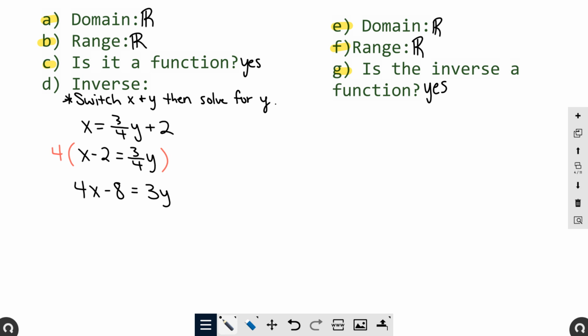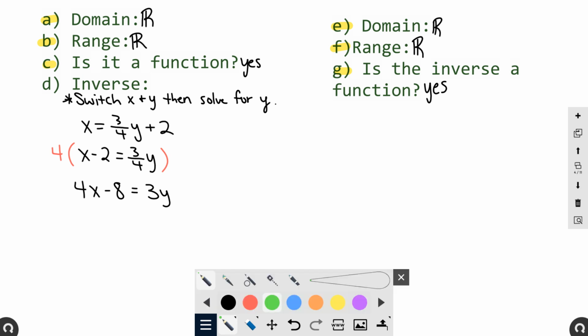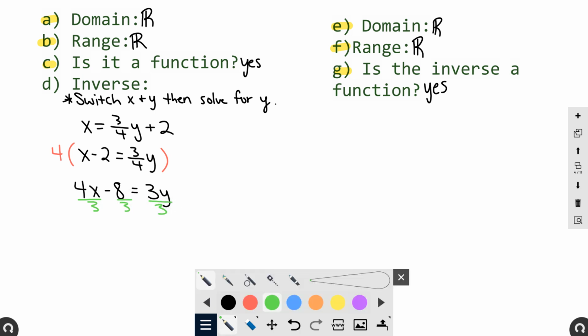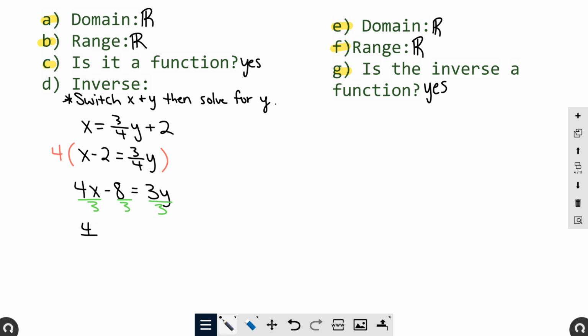Now you can get rid of the 3 by doing what? Dividing. And once you divide one thing by 3, you divide everything. So this becomes 4/3 x minus 8/3 equals y. And now y is by itself. And if you were to graph that function, it would be a line. It'd be linear.